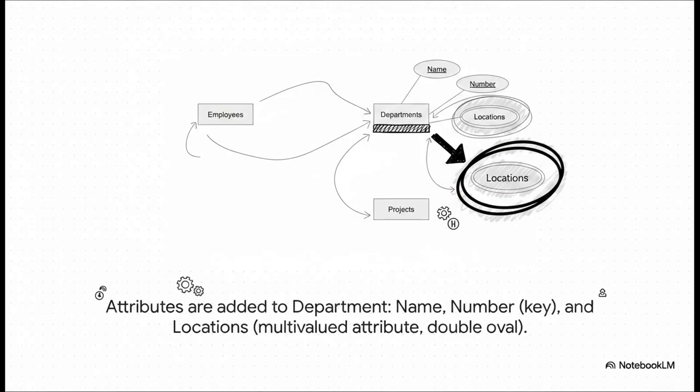And here you can see how this all comes together on the diagram for our department entity. See how name and number are just ovals? But look closer. The number is underlined. That tells us it's the key. And locations has a double oval. That's the visual cue that it's a multi-valued attribute. Learning to read these little symbols is what makes an ERD so powerful.